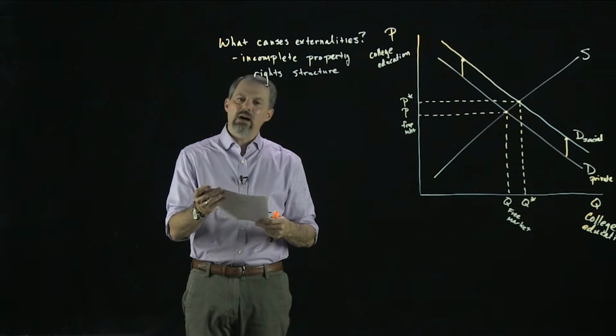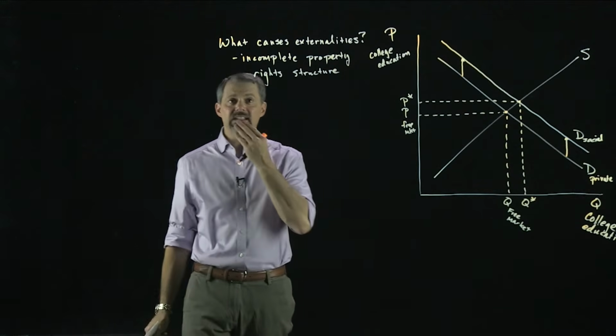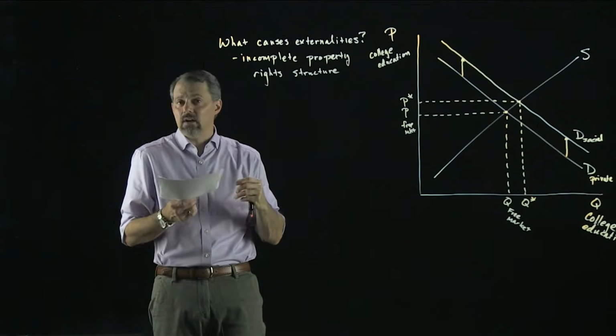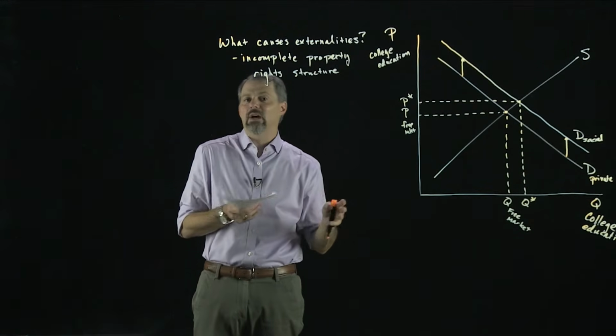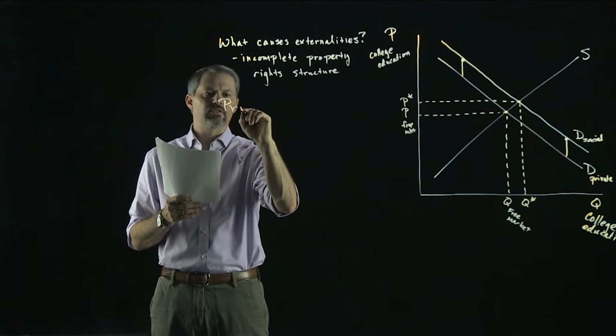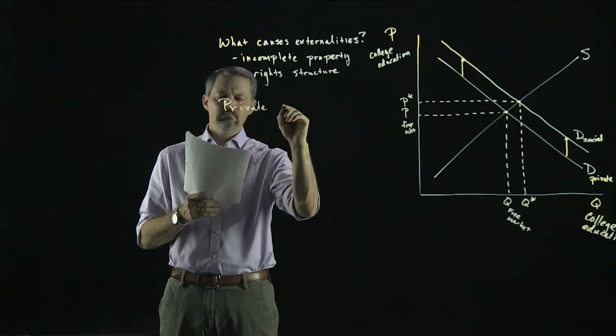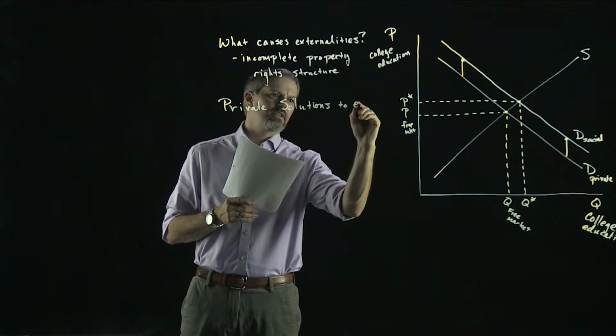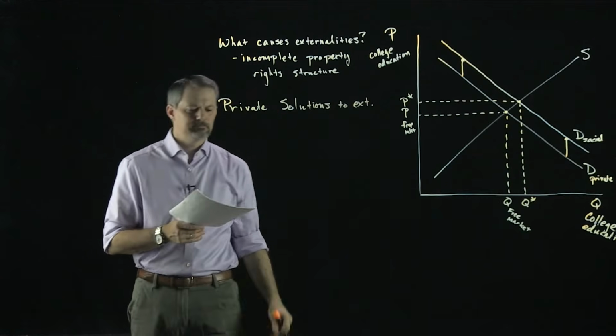So now let's think about how we fix that problem. The way we fix it is we have to address the property rights structure, and there's, let's say, a handful of ways that we can do that. So let's talk about private solutions to externalities. I'm just going to abbreviate that.